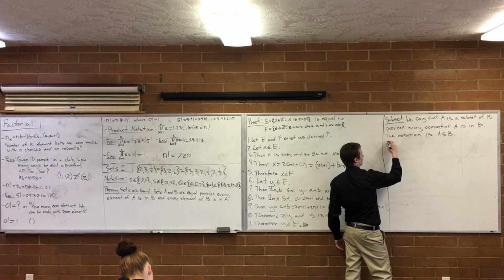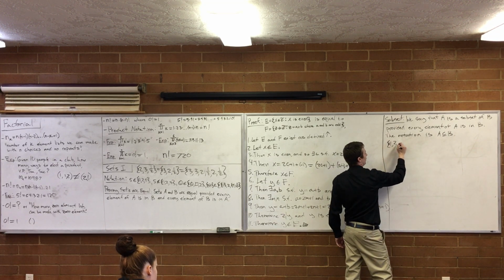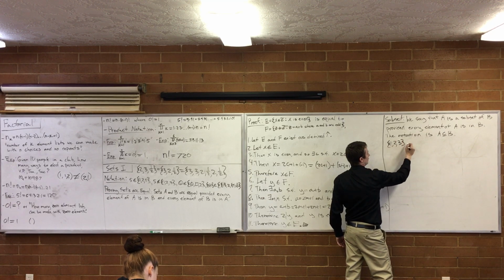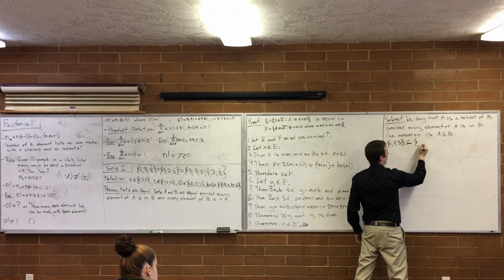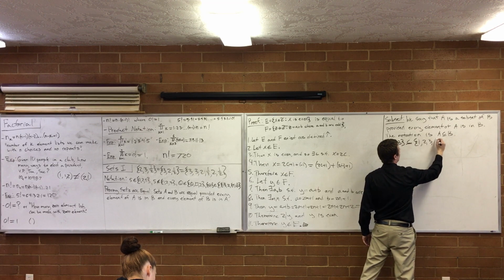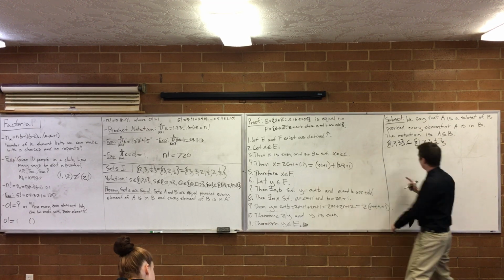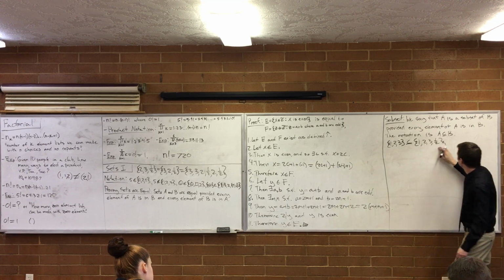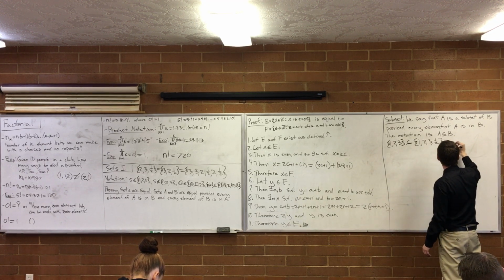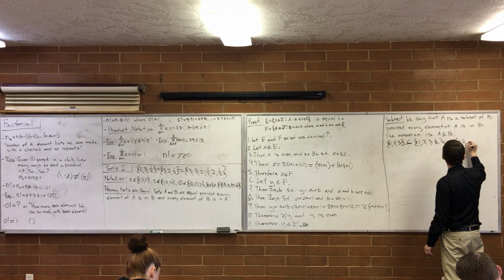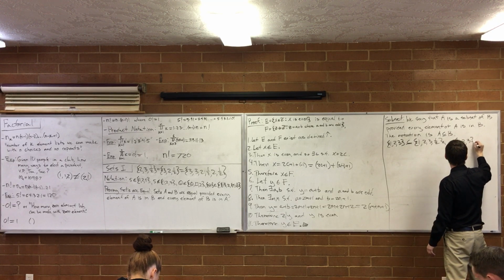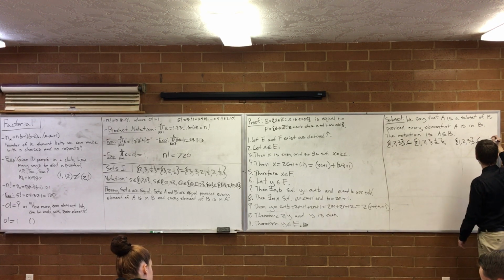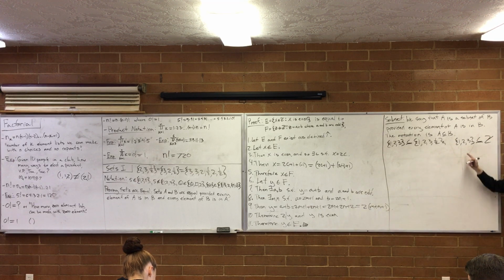So let's see examples really quick. The set 1, 2, 3 is a subset of the set 1, 2, 3, 1/2. Everything in here is in here. Let's look at another example. The set 1, 2, 3 is a subset of the integers. Everything in here is an integer.